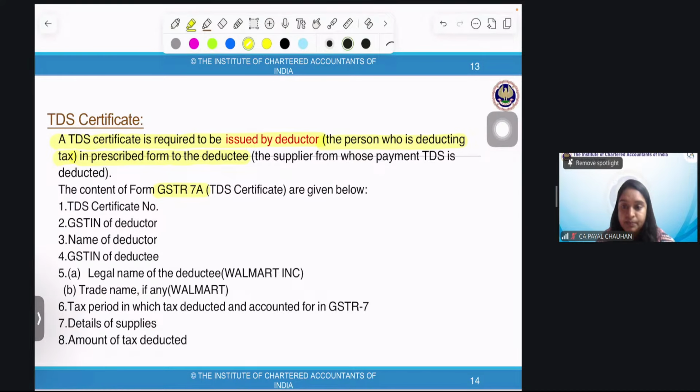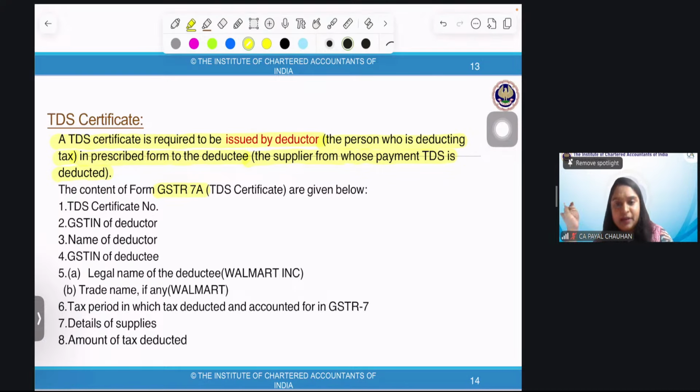What is the form? It is GSTR 7A, the form for the supplier from whom TDS is deducted. The content of the Form GSTR 7A TDS certificate is given below. First of all, understand and then I'll proceed. I have deducted your TDS. You want to know how much TDS I deducted. In that case, I'll give you a certificate.